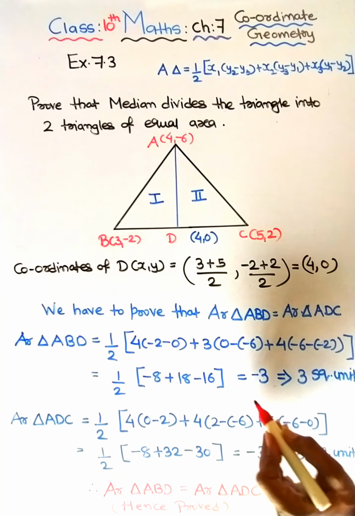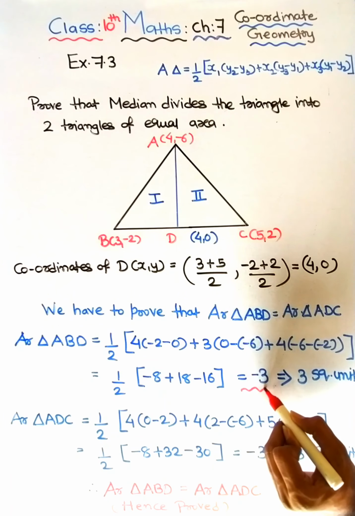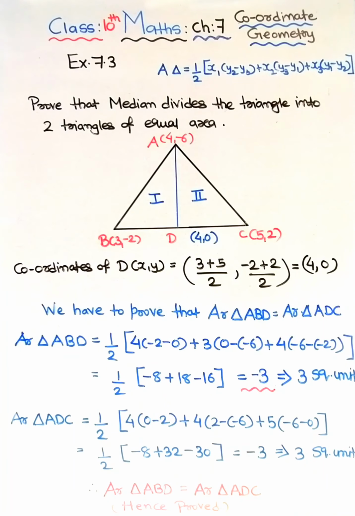Now this is a great thing that you have to observe, that any triangle or any area will never be negative. So we have to convert this into positive, that means 3 square units.